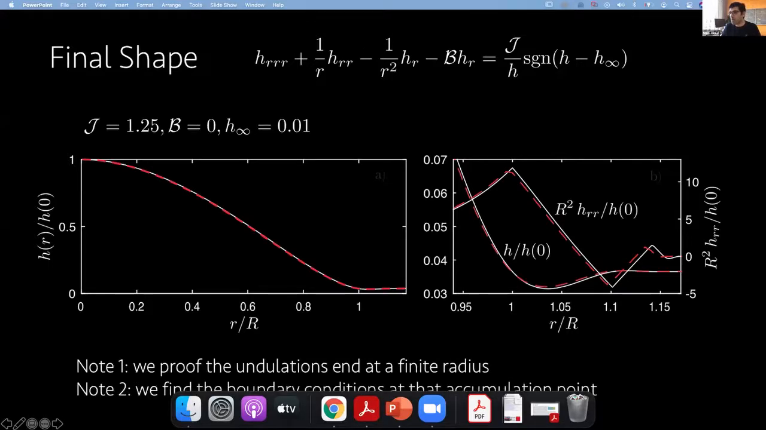All right, what I don't show you now is that we first had to prove these undulations accumulate at some point, because in the Newtonian case, they go on forever, right? The wavelength is constant, the amplitude exponentially decreases, but they never vanish. But here, we actually show that these small undulations vanish for the case of yield stress fluids. And then at that accumulation point, we find the boundary condition, therefore we are able to solve. So you can do a lot of these asymptotic solutions.